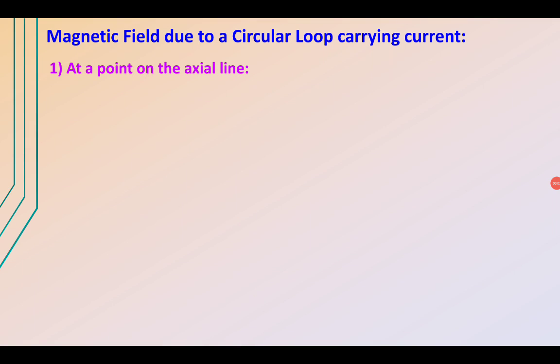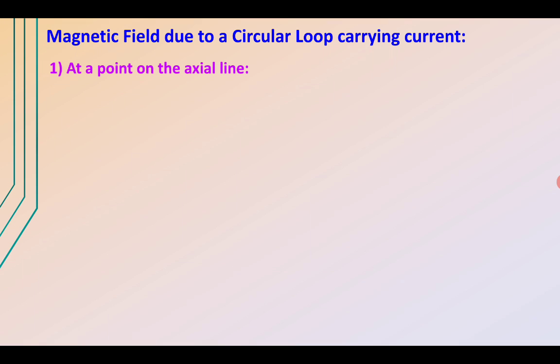As we are discussing the applications of Biot-Savart's law, and we had already discussed the application of Biot-Savart's law for a straight current carrying wire. Now we are going to discuss the magnetic field produced due to a circular loop carrying current. So there are 3 points over there. We'll find out the magnetic field due to a circular loop carrying current.